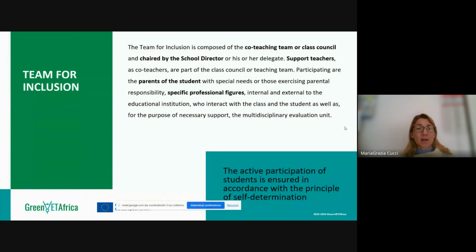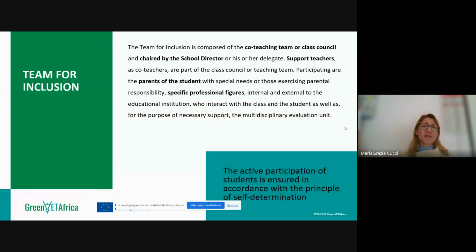We can add also other persons, other supporters of this model. For instance, we can have the support teachers.